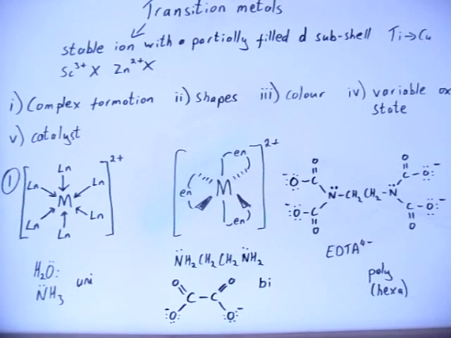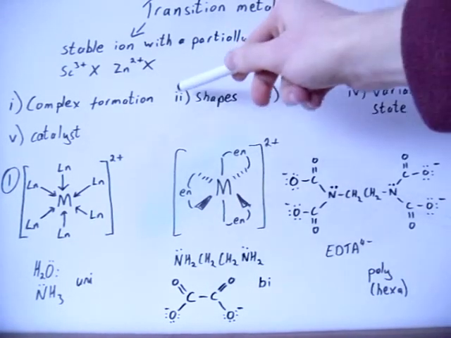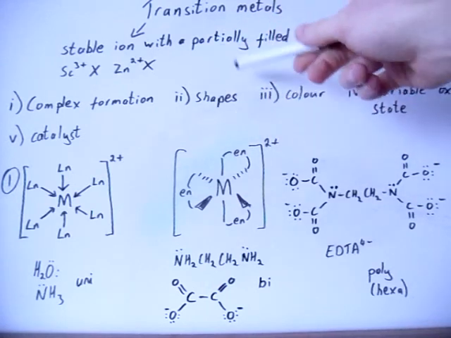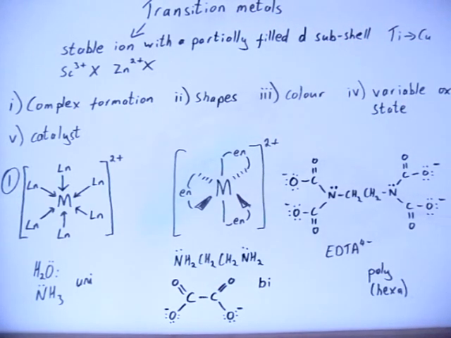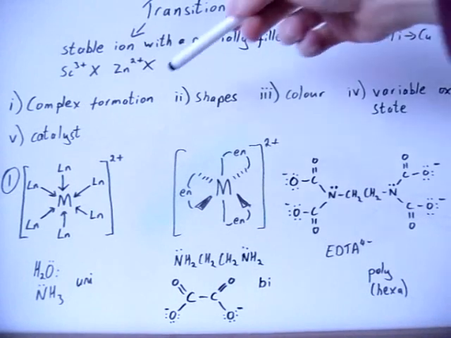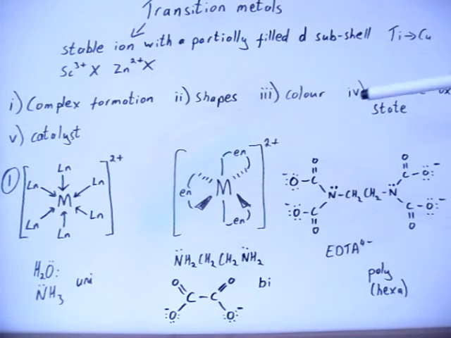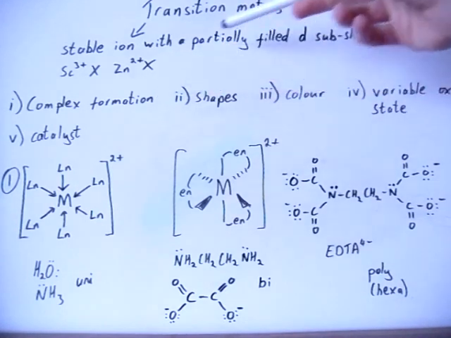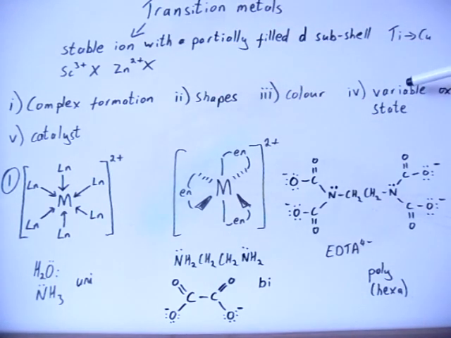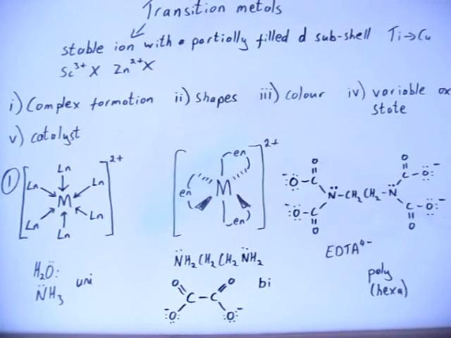Now there are 5 main things which we are going to look at with transition metals. Exams tend to just classify 4 of them. They don't really treat shapes as one of them, but I'll go through what shapes there are. So if you're shown 2 or 3 of these and asked to name another one, the 4 which they are looking for are the complex formation, colour, variable oxidation state and the ability to act as a catalyst. So first off, complex formation.